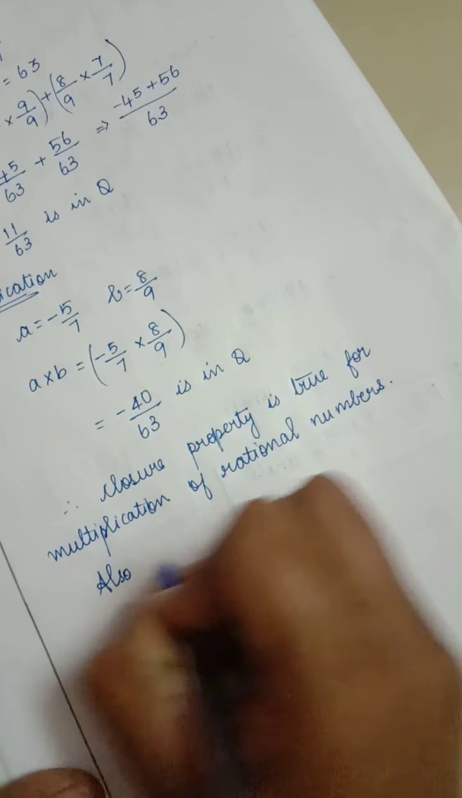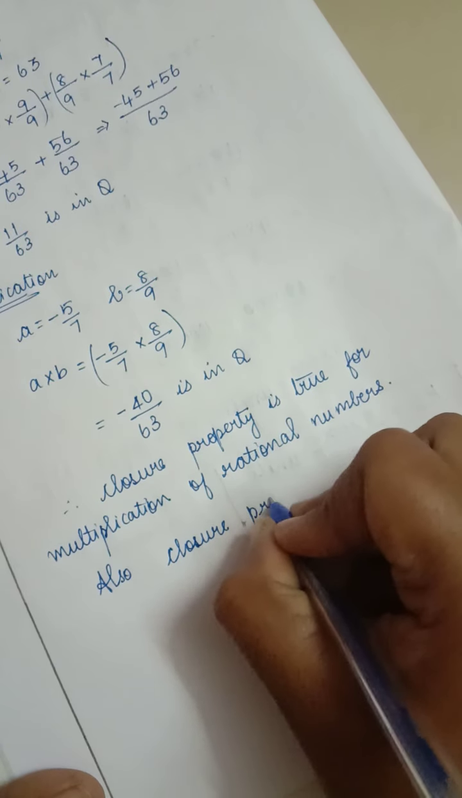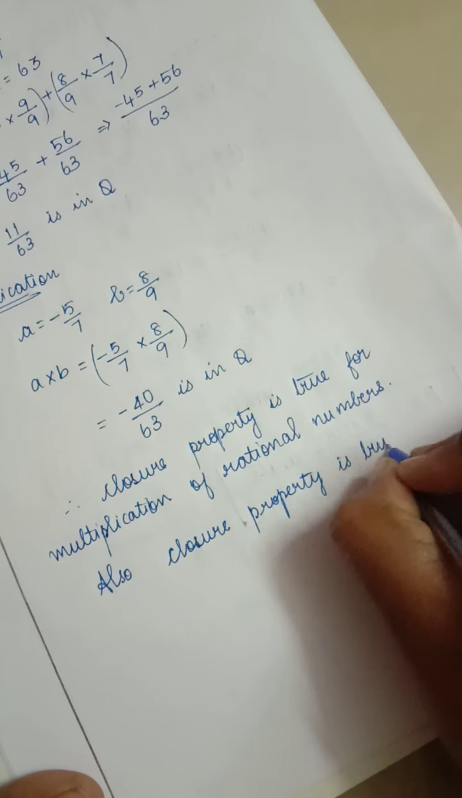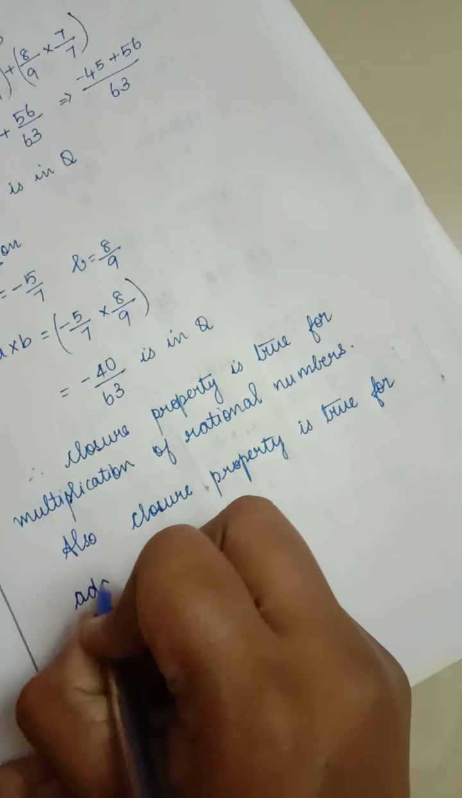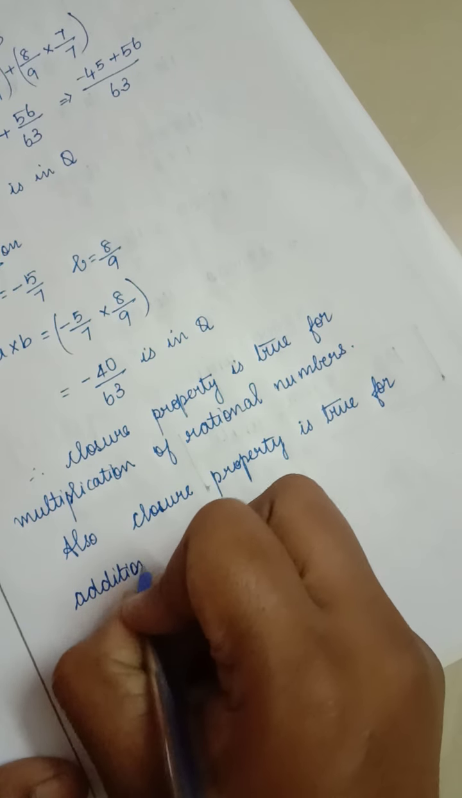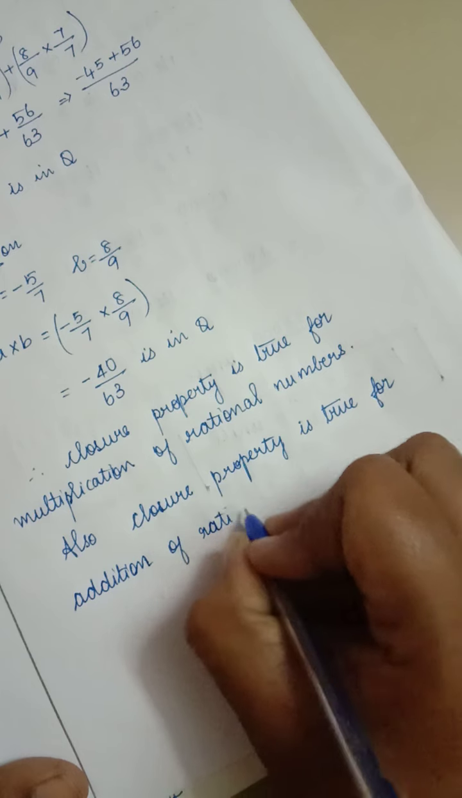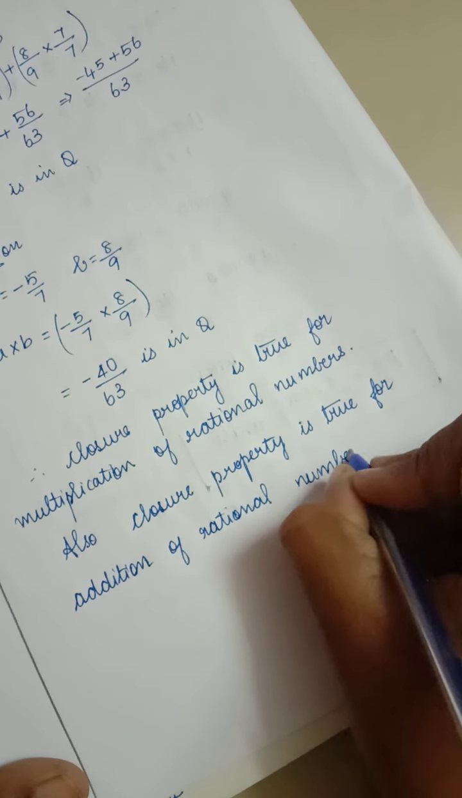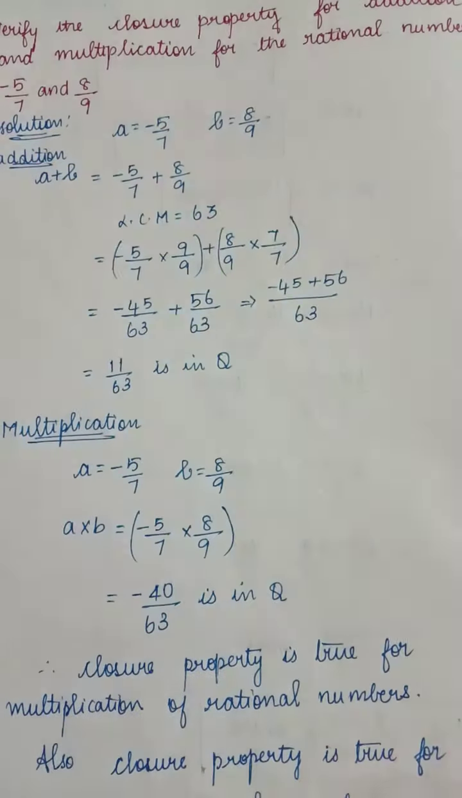Also, the closure property is true for addition of rational numbers. This is how you have to do it for the closure property.